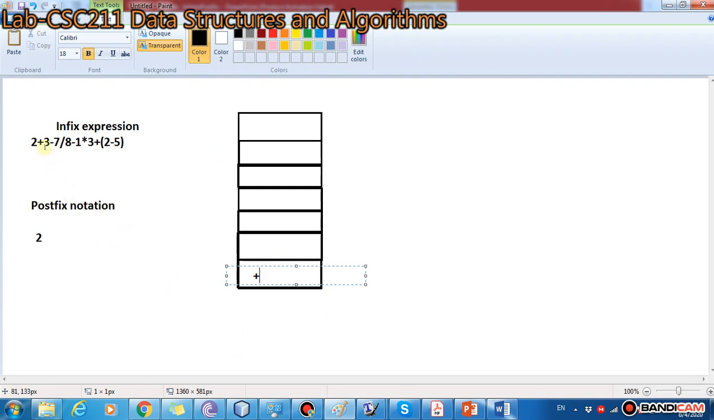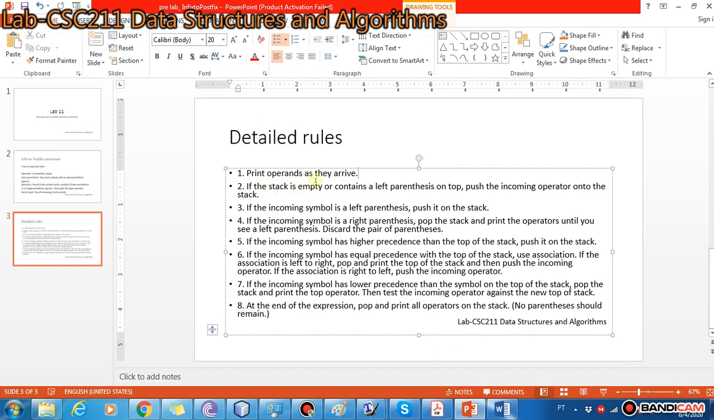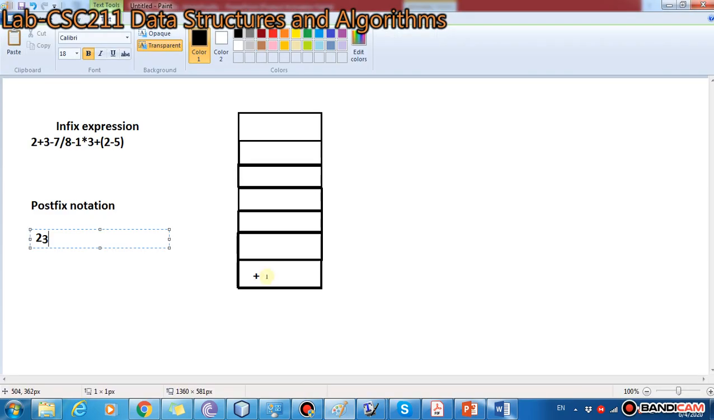Now move to the next character. It's a 3. So we just attach this 3 to the output string. 2 3, please don't mind the alignment of the characters, because I'm not very used to using this paint software. So 3 has been attached. Now again, there is an operator, minus. As you saw, if the stack is empty, then we directly push the operator onto the stack. But now the stack is not empty, there is a plus sign already.